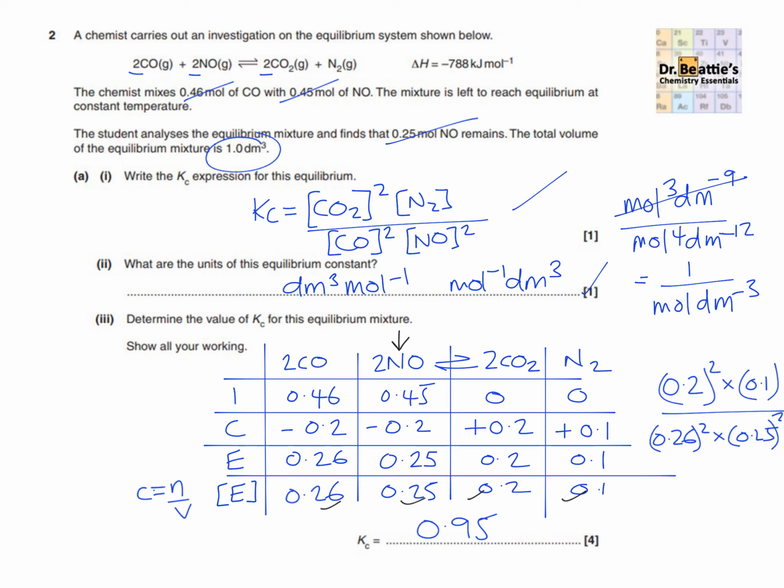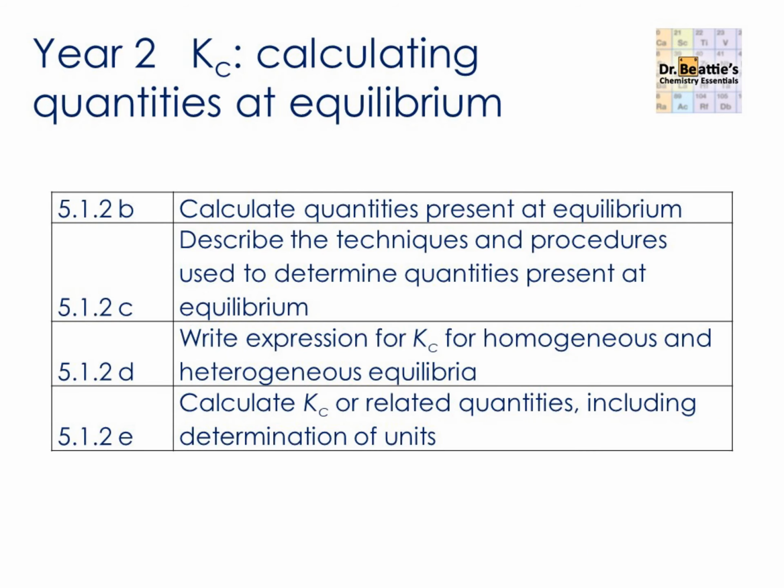So you can see that by using this ICE method and this way of laying out the question, you can make a 6-mark question really manageable. And it just comes with loads of practice and making sure that you keep revisiting this procedure so that it's habitual. Okay, so in this video we've been looking at calculating quantities at equilibrium in order to work out Kc.